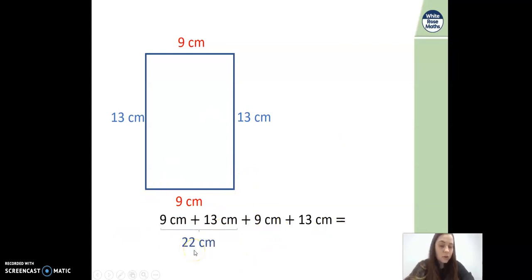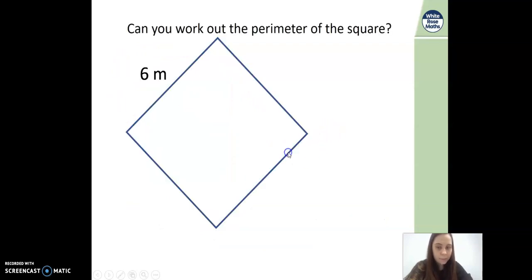You can do this however you want. You can do it with Dienes, if you've got something that you can use to do it with a concrete method, then you can do it like that. You can just count it if you want to. So they're doing it here. If we add 9 and 13 together, we get 22. So we know we've got two lots of 22, which is a lot easier to add together. So that equals 44 centimetres. So that is how long our rectangle is. The perimeter of our rectangle is 44 centimetres, and we got that by measuring each side and then adding them all together.